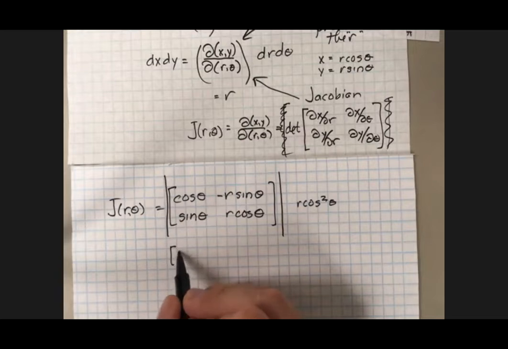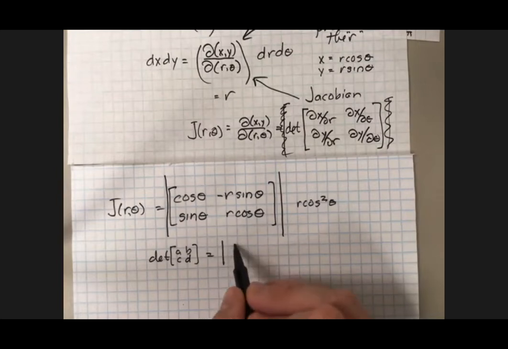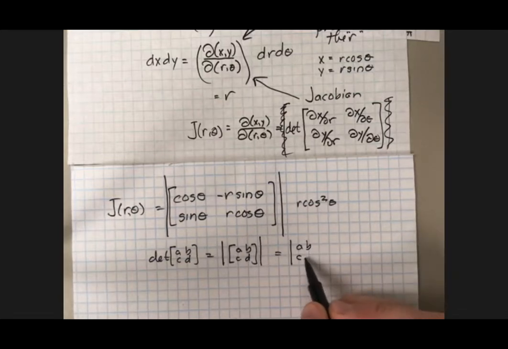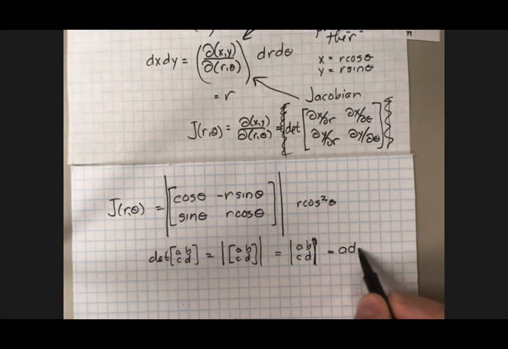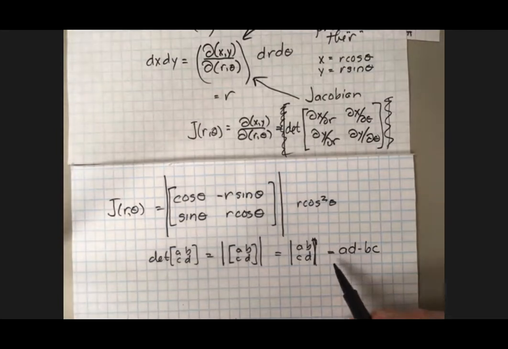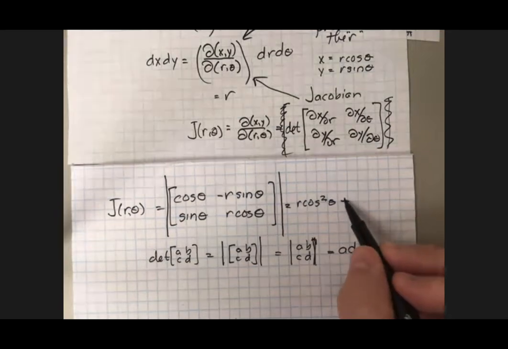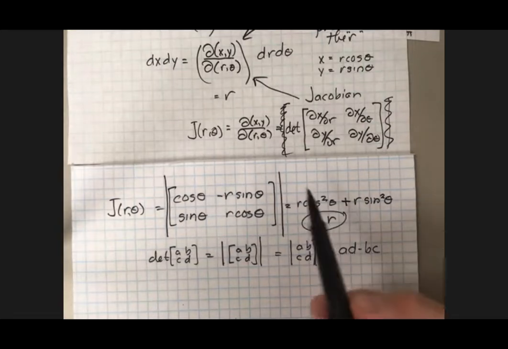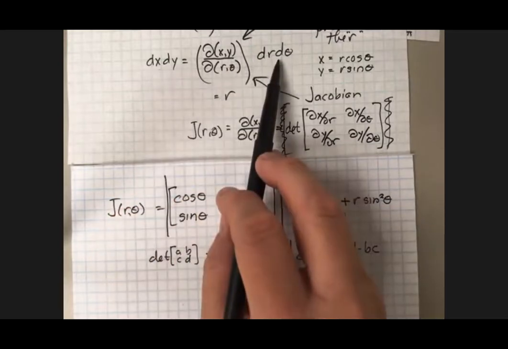Determinant of a matrix A, B, C, D. It's got a lot of notation. Some people call it determinant. Some people put little absolute value bars on it because in some ways determinant is a size. Some people just skip the brackets when they take the determinant and put the absolute value bars on it like that. So this is AD minus BC. You've used that before in a cross product. So what we have here is r cos squared theta minus negative r sine squared theta. And that's where I get the r for the transformation from rectangular to polar.